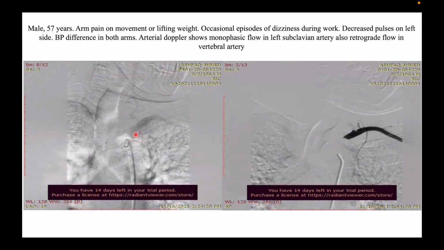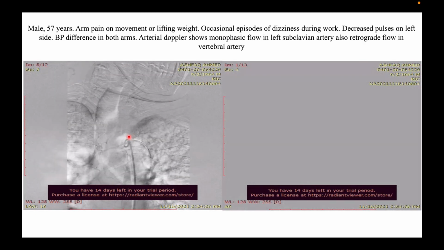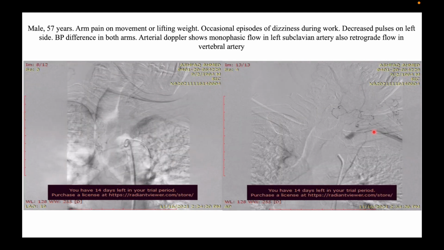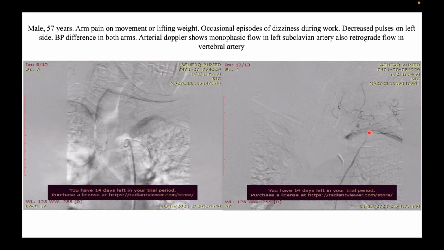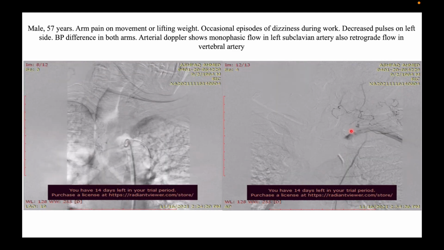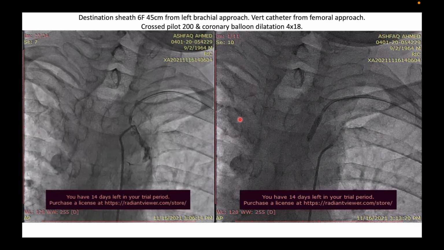So here you can see with the pigtail there's an occluded subclavian stump here, and we've come retrogradely from the radial or brachial approach, and you can see with that injection that this is the distal segment here. So it's a short segment, not a very long missing segment there.